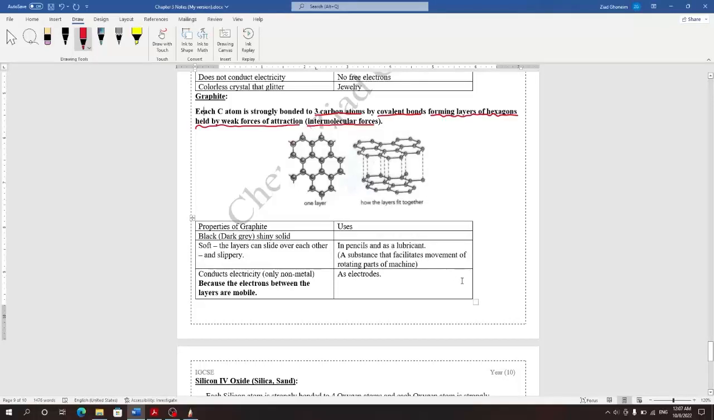Lubricants are substances that facilitate movement of rotating parts in a machine, like facilitating the movement of gears so they don't rub, or to eliminate friction. It conducts electricity, and it's the only non-metal that conducts electricity because the electrons between the layers are mobile, which means that they can move and they can conduct electricity. That's why we use graphite as an electrode in batteries.